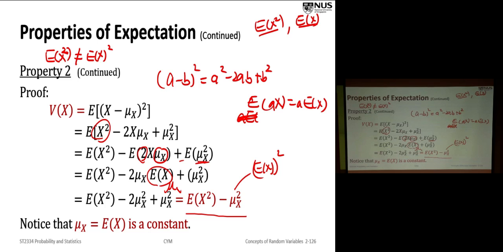All right, property 1 simply states that if you multiply x by a constant and add a constant, the expectation is the same as if you take the expectation first. Here, you square the random variable x and then take the expectation, which in general does not equal taking the expectation and squaring it. All right. In general, this is not true.